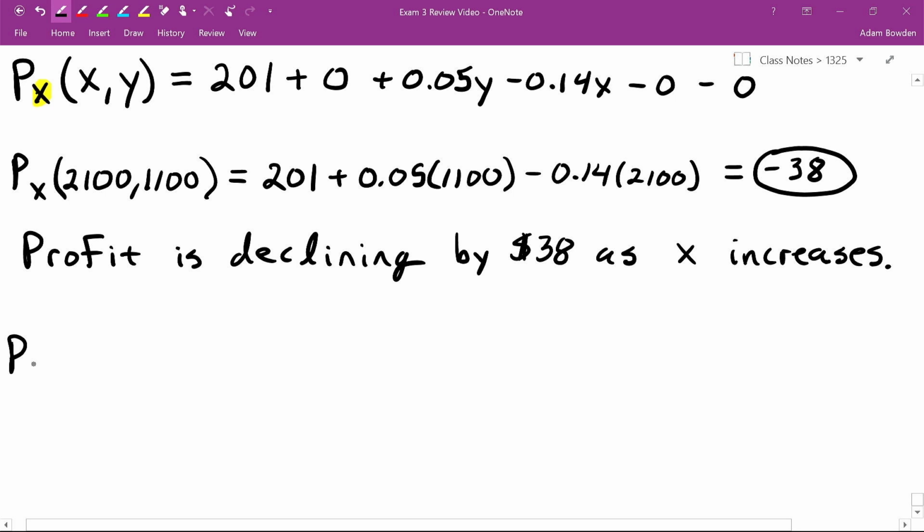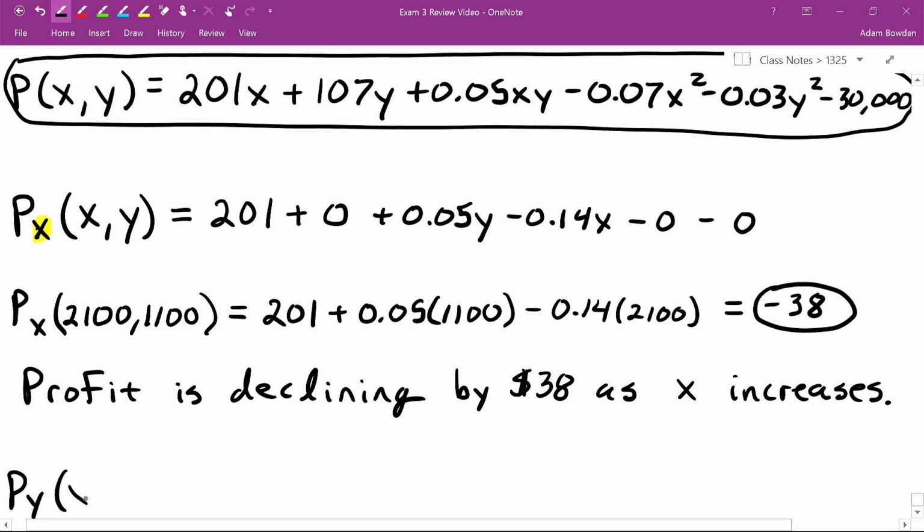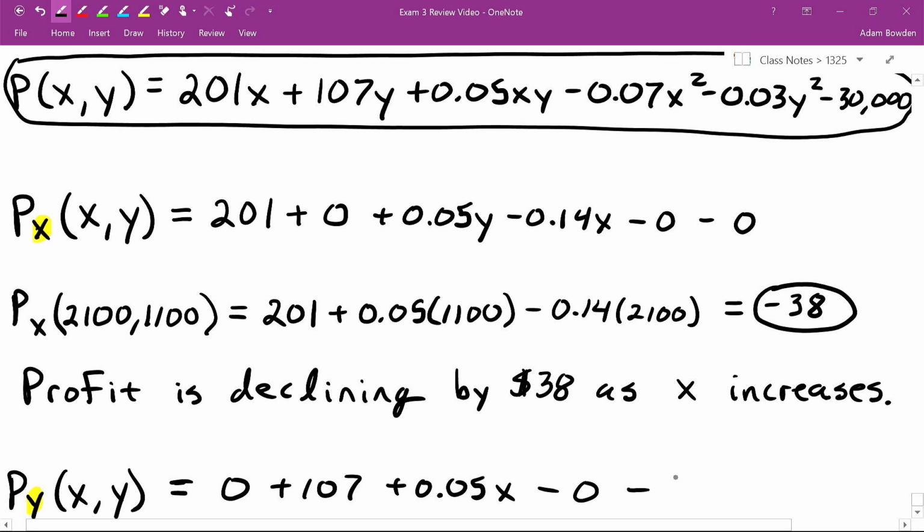Now, let's go ahead and do the partial derivative, keeping that on the screen here so we can see it, with respect to y now instead of x. Let's see what that looks like. It's going to look like 0 plus 107 plus 0.05x minus 0 minus 0.06y minus 0. Again, I'm highlighting the zeros where they're nothing but constants. Here, y is the variable, x is the constant.